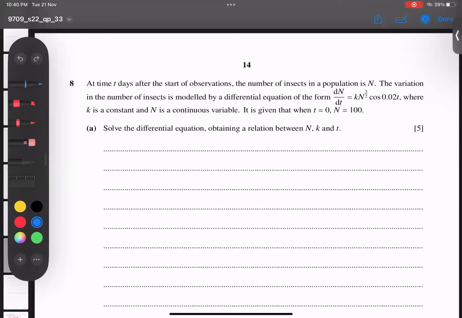The variation in the number of insects is modeled by the differential equation given by this formula, and N is a continuous variable. The data is given. So first of all, I'll start from here. I will write this equation as it is here. You can see clearly. Step number one, separation of variables.